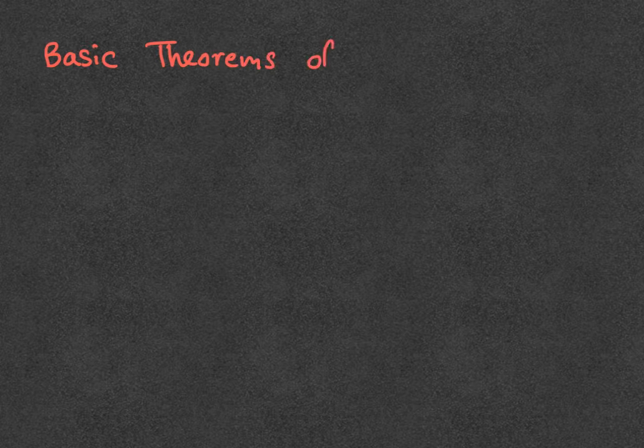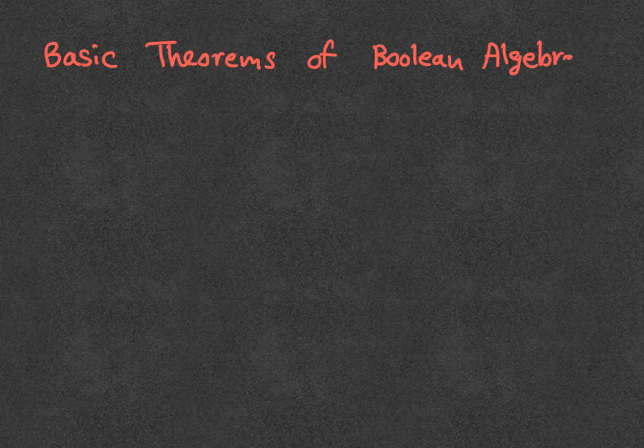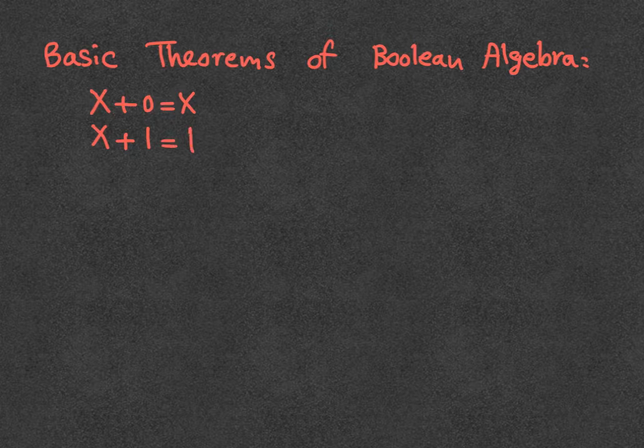Now let's talk about the basic theorems of Boolean algebra. So these theorems are very important for you guys. Later on, you're going to use these theorems a lot in simplifying the circuits, okay? So the first theorem is going to say, if you have x ORed with 0, you get x. If you have x OR 1, it is going to be 1. x AND 0 gives you 0. x AND 1 is going to give you x.